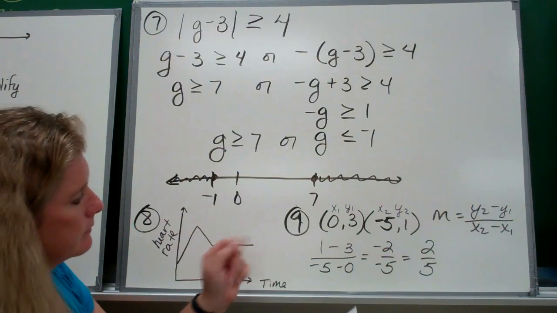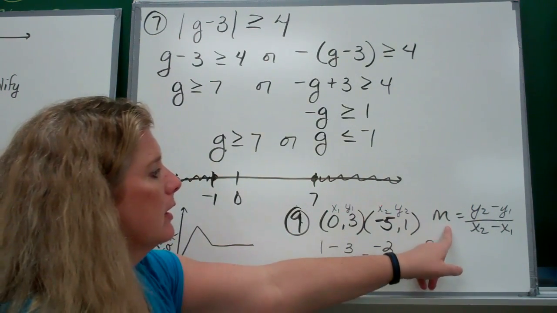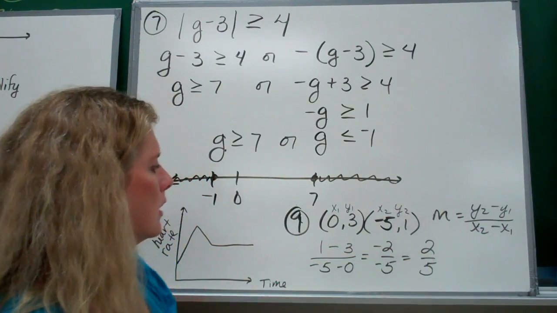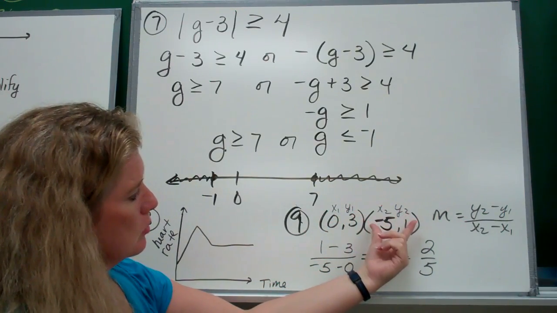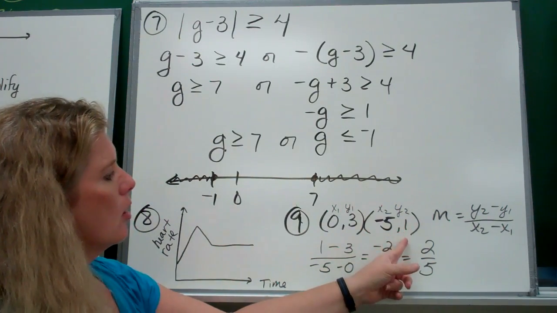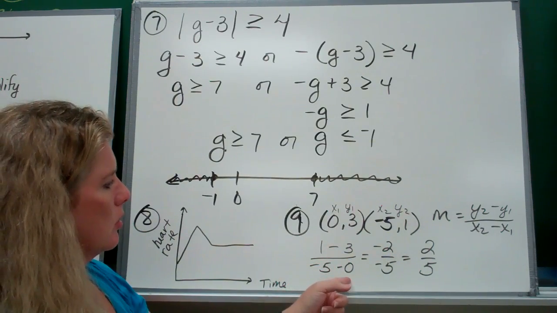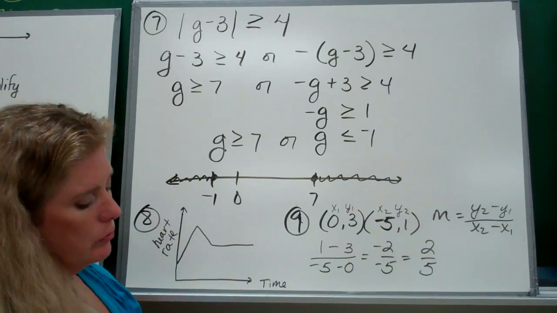Number 9, find the slope between the 2 points. Your slope formula is y2 minus y1 over x2 minus x1. I like to label my points x1, y1, x2, y2, so that I don't make any mistakes when I'm plugging them in. 1 minus 3 over -5 minus 0 simplifies to -2 over -5, which is 2/5.